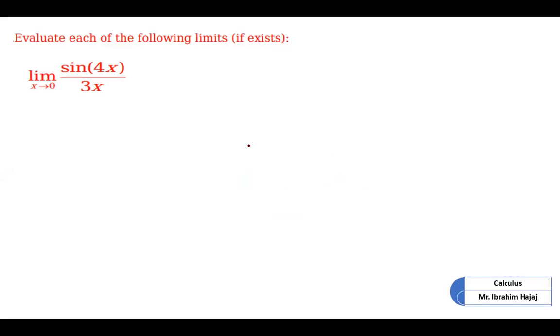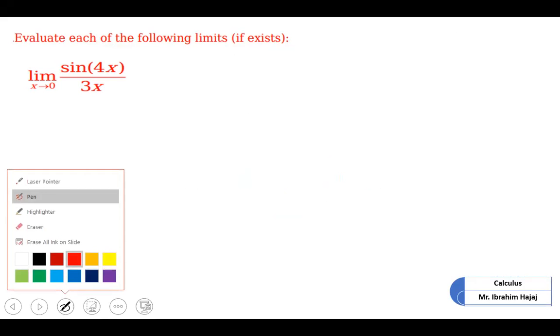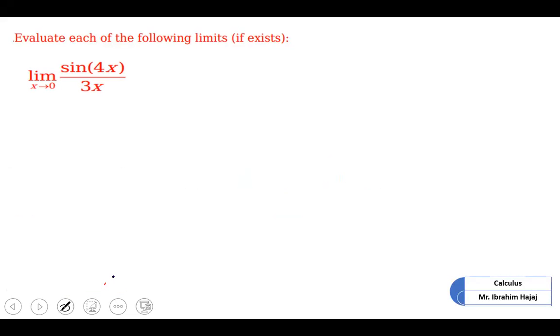Let's revise, guys, here and solve some important questions that are related to our requirements we need to study for the final exam. So, Bismillah, let's get started first with this question. The question is asking you to evaluate each of the following limits if they exist. The limit as x approaches 0 of sine 4x over 3x.